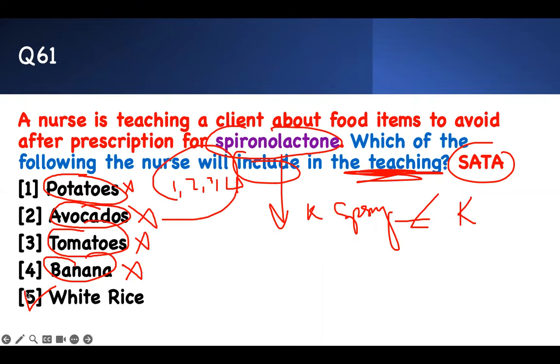I put a check mark here. It doesn't mean that's the right answer. That means this is good. This I need to put in the teaching. So that's what they need.